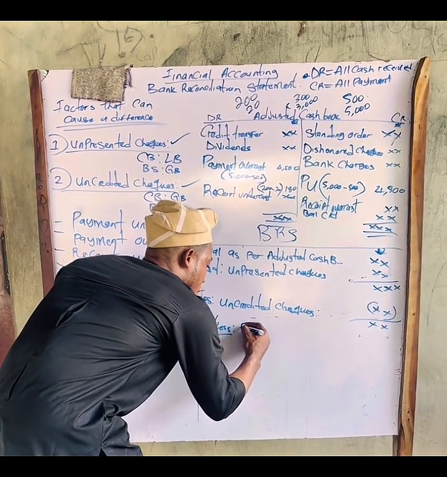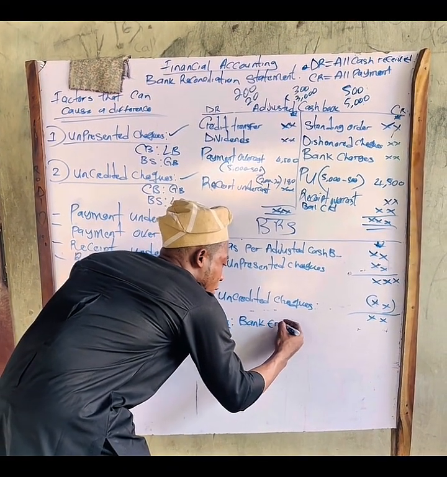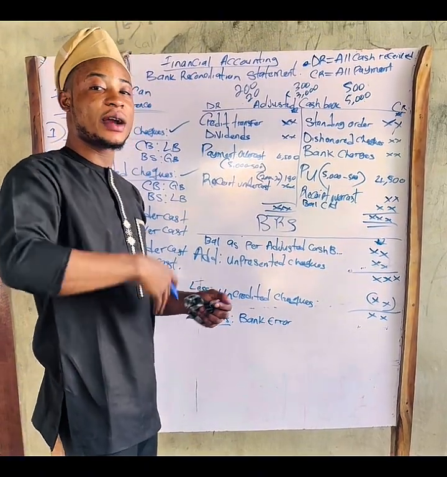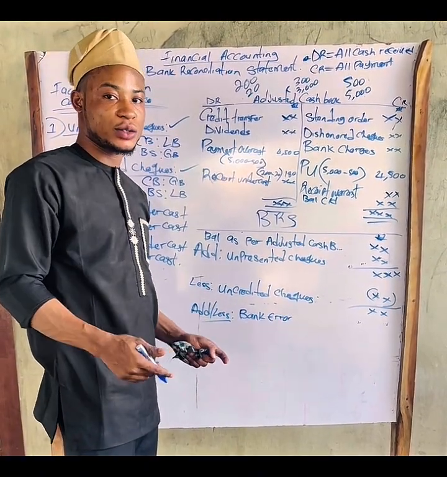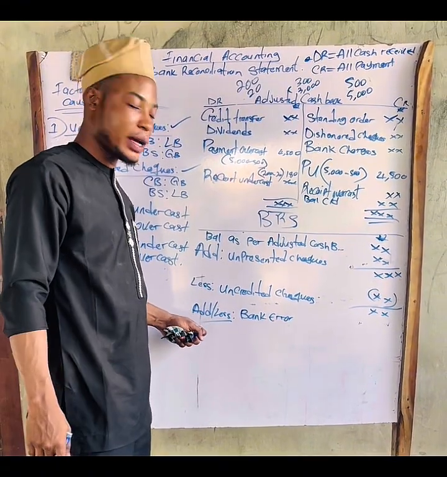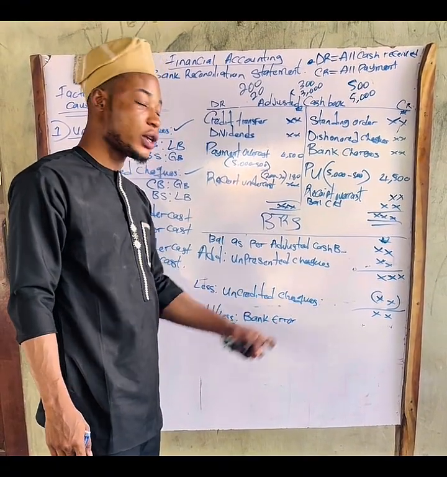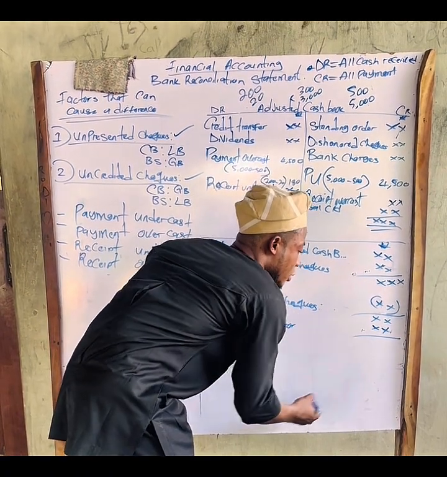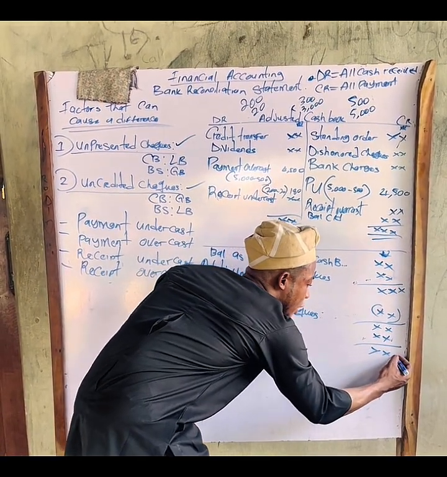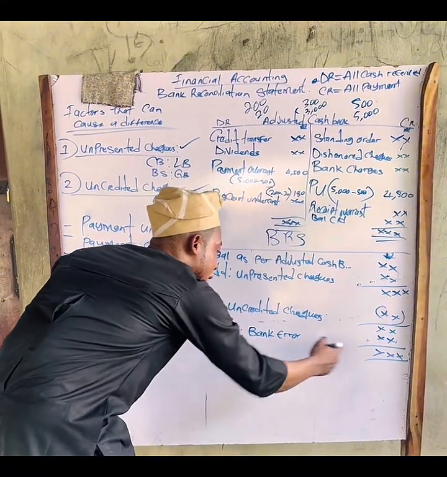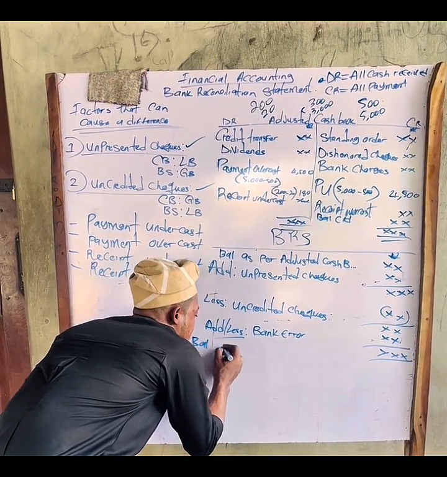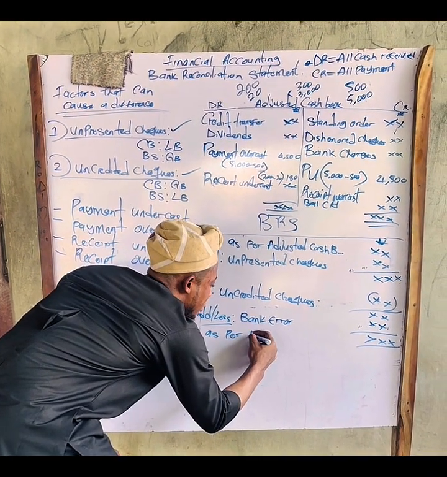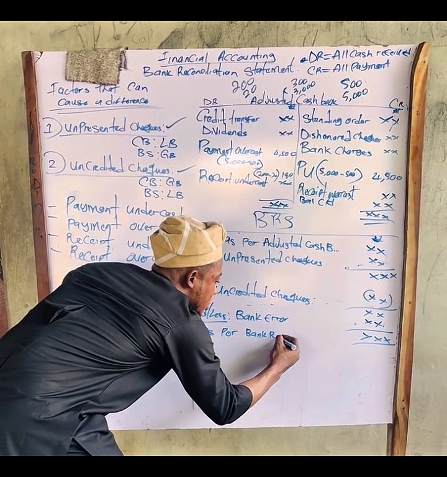So your bank error simply means when there's a wrong debit or a wrong credit to your account. So that's why I said it could be added or taken out from your balance. All right, your bank error will also appear here. Then we are going to have your final balance. Then this balance is going to be called balance as per bank reconciliation.